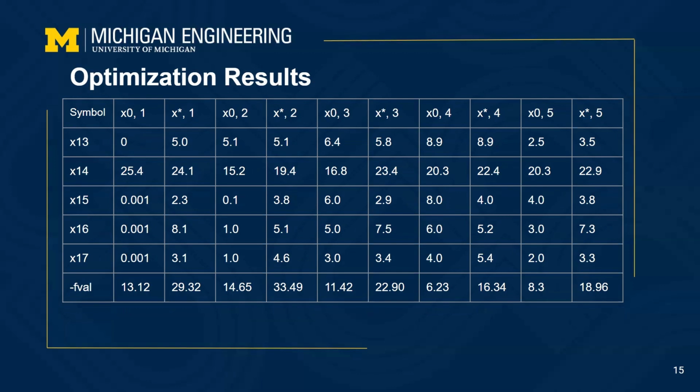Fval is the variable that we are optimizing for in the overall system. And since we're using fmincon, we are optimizing for the negative of fval. So the values listed here are positive and are listed as negative fval for the variable.